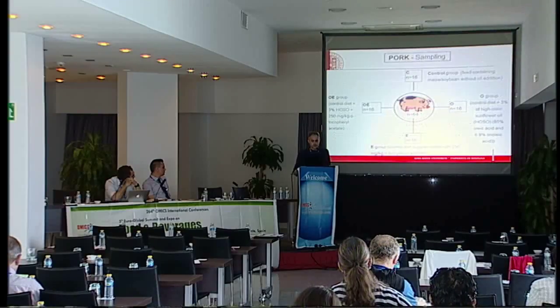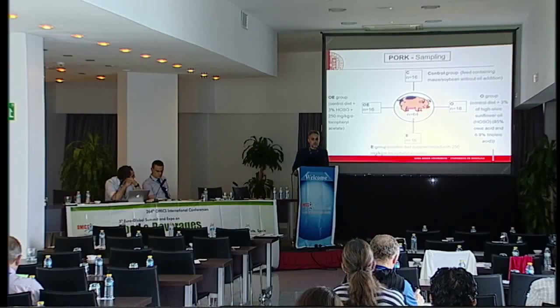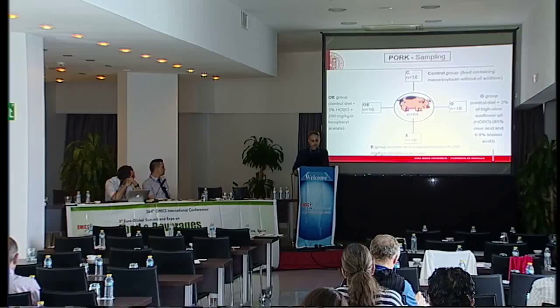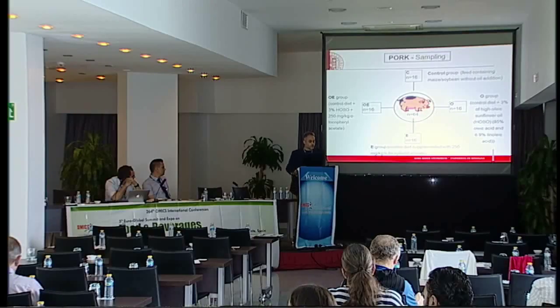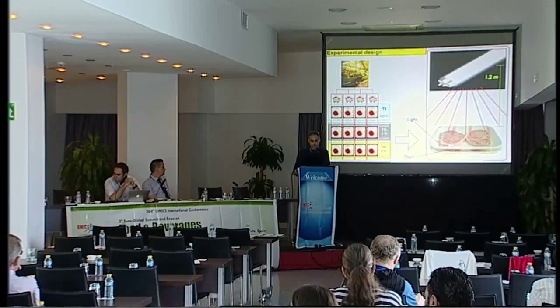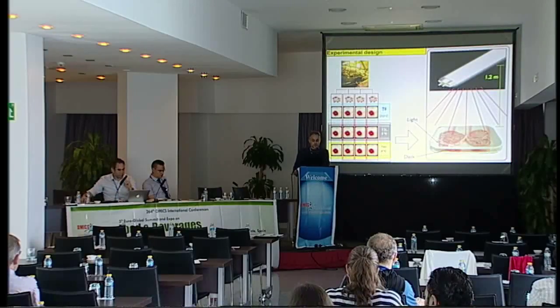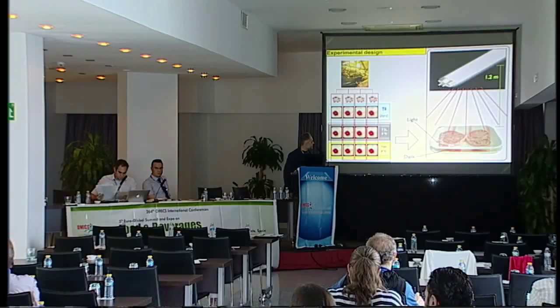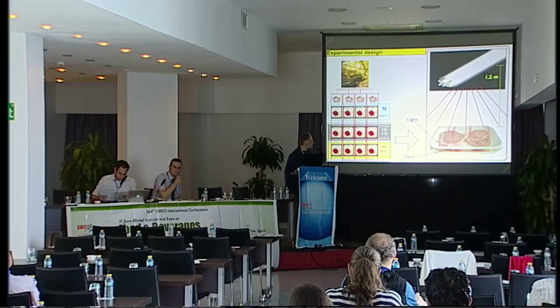About pork, we used 64 animals, subdivided into 4 groups: the control group; the O group, where we supplied 3% of the diet as high oleic sunflower oil; the E group, with just the control diet plus alpha-tocopherol acetate; and the OE group, which was the control diet with added high oleic sunflower oil and tocopherol acetate. In a similar way, we stored the samples for 3 days at 8 degrees in the dark and under light, and compared them to the immediately frozen sample, the time zero.